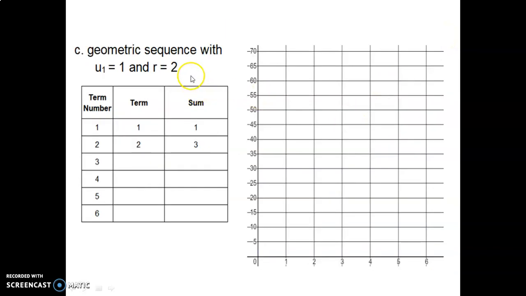We also looked at a geometric sequence where the first term is 1 and the common ratio or multiplier is 2. So 1 times 2 is 2. And then 2 times 2 is 4, and 4 times 2 is 8. So you can see, always multiply by 2. In this case, the terms are rising very quickly in value, and the sum as a result will also grow quickly. We have a sum of 3 after 2 terms, and then if you add up the first 3 terms, the sum is 7, and the first 4 terms, the sum is 15, and so on.